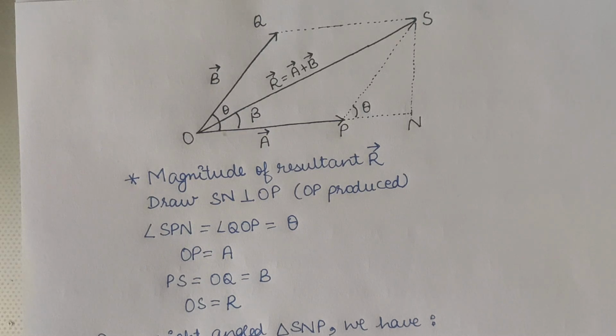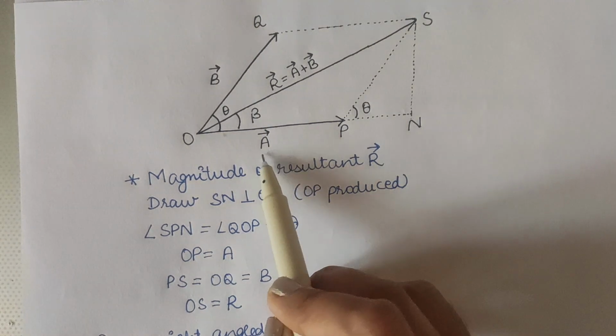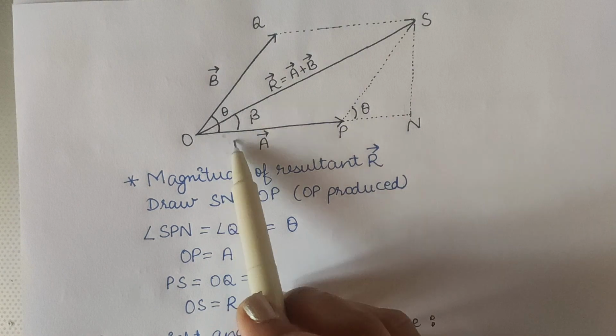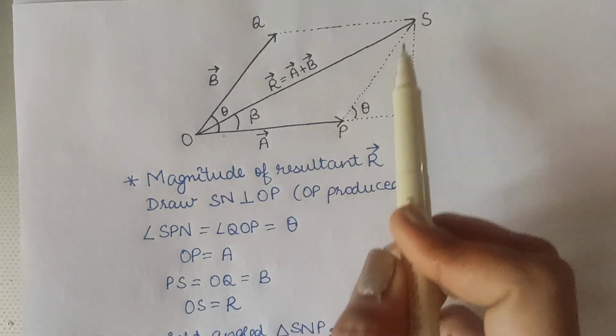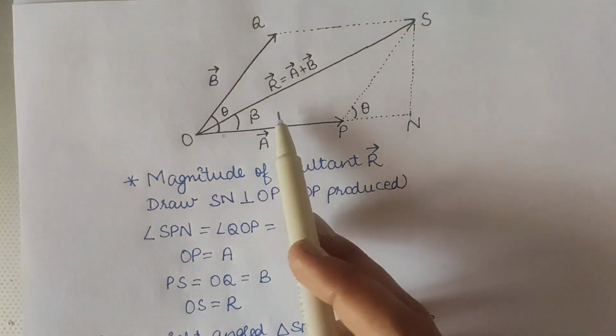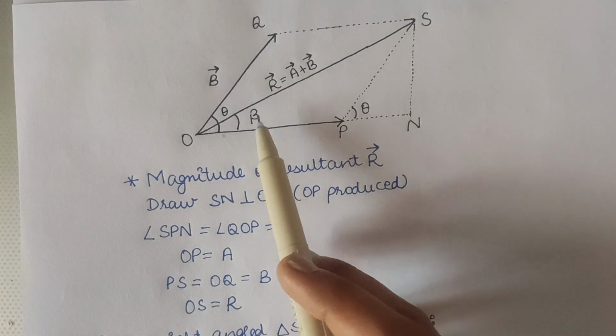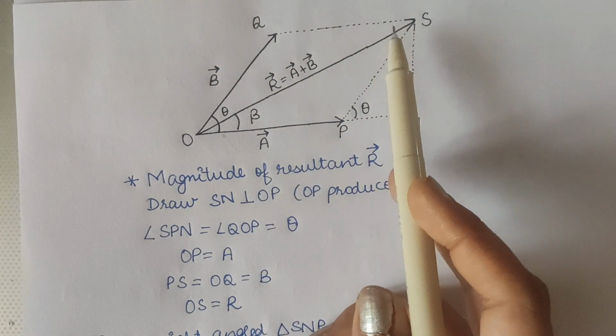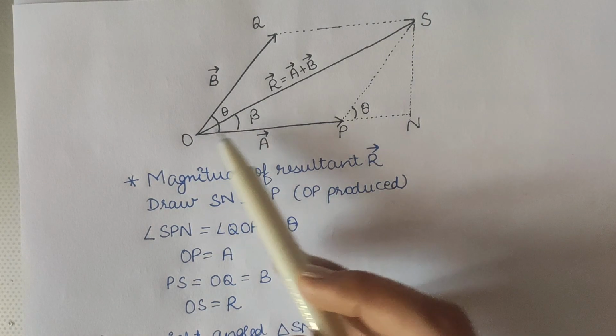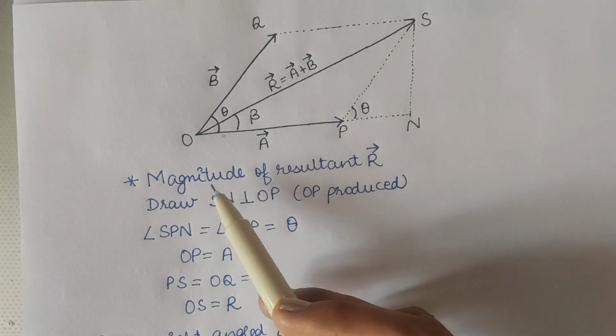Dear students, in this video we are going to work on the analytical treatment of parallelogram law of vector addition. Just as the statement, I am representing two vectors A and B by the two adjacent sides of the parallelogram OPSQ. Their resultant according to parallelogram law of vector addition is given by the diagonal, which is beginning from the common point of the two vectors A and B.